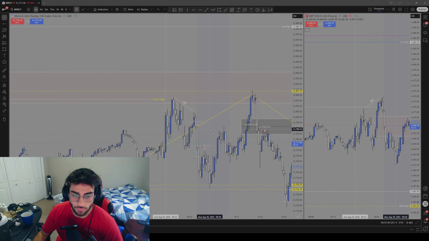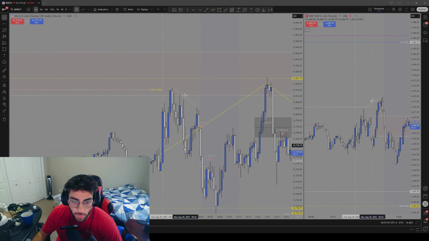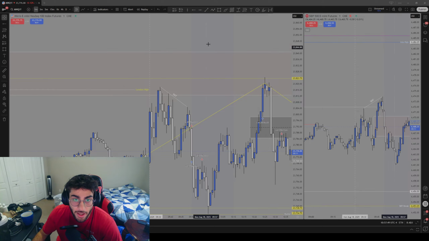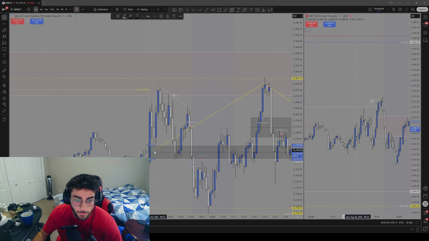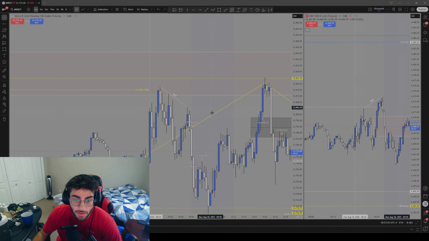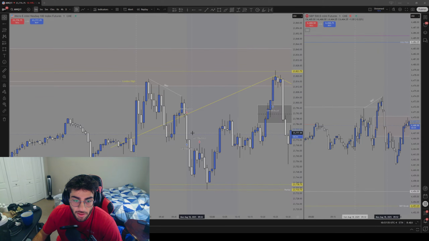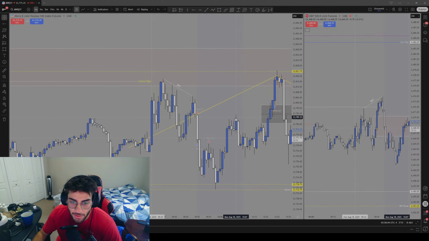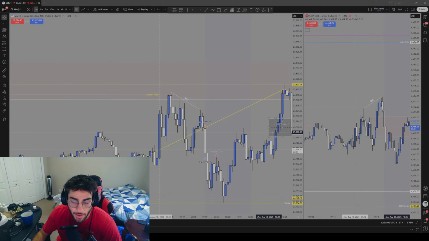Okay, let's talk about the entry. We came up here after filling up this 1-minute fair value gap, had a bullish reaction out of it, displaced towards the upside. However, I missed my entry on that, which sucks a lot. That's what I really wanted. I really wanted to get that entry. I don't really remember why I missed it. I think I was just talking to my chat or something like that.